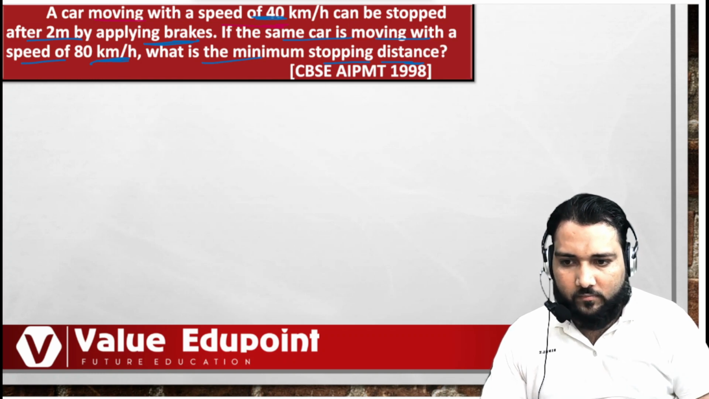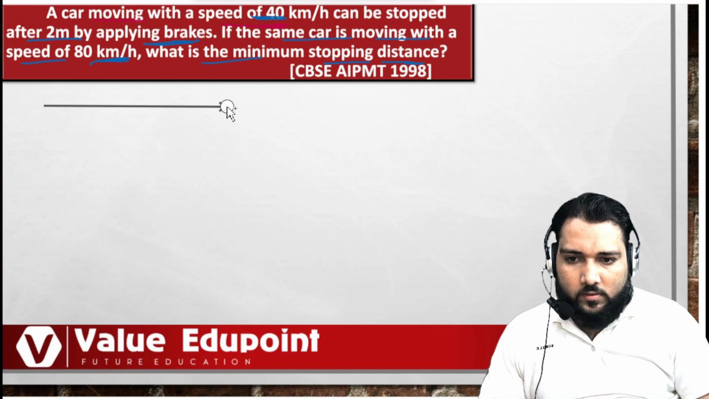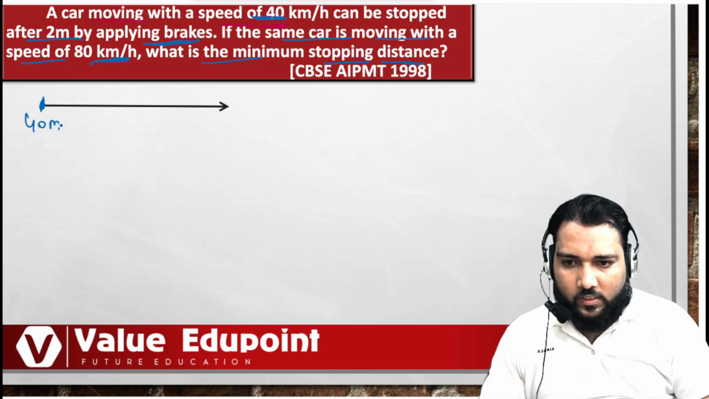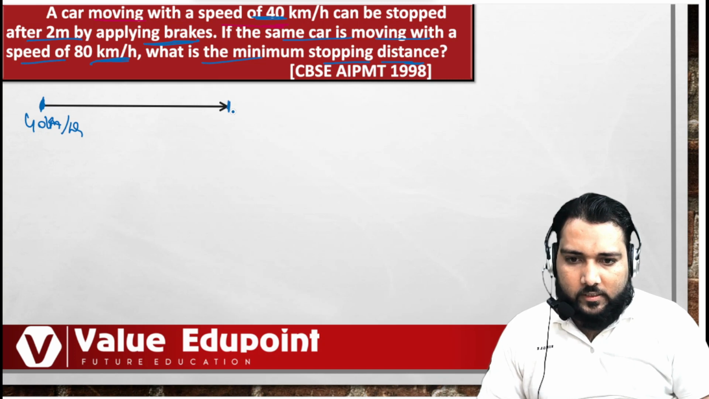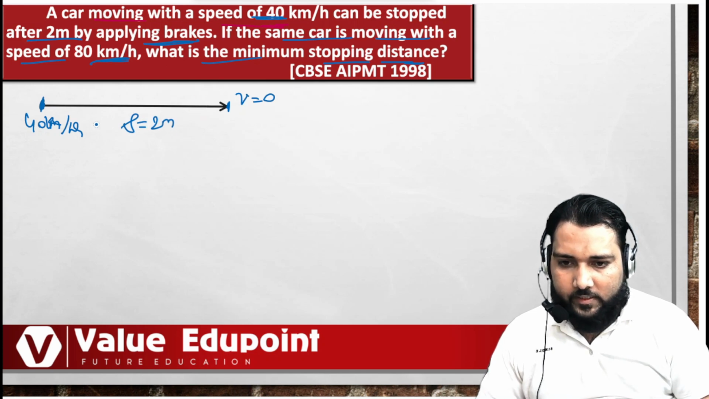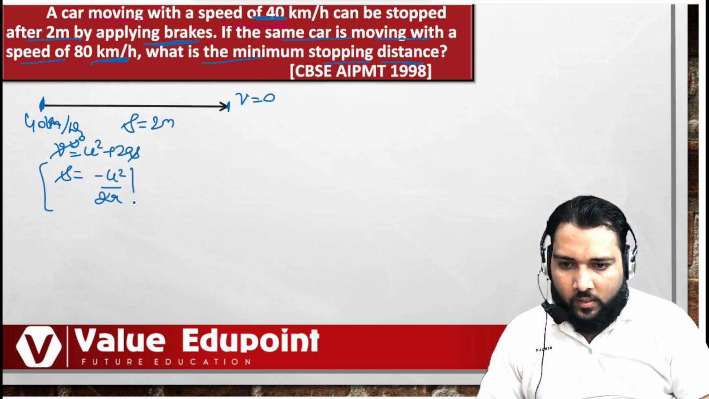Look at this. This car has a speed; here the speed is 40 kilometer per hour. Is it okay, guys? Now the car is stopped here. Here the velocity will be 0 and the distance covered is 2 meter. So definitely the car will retard, and we can find out the retardation. That is v square equals u square plus 2as. The final velocity is 0. So the distance s will be equal to minus u square upon 2a. Is it okay, guys?